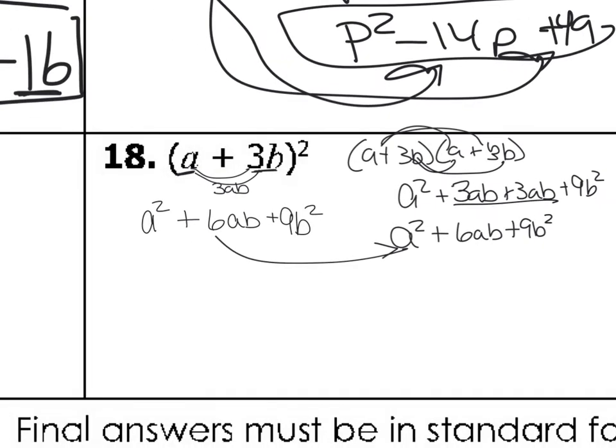So if you're ever squaring a binomial, the first term squared is going to be the first term. The last term squared is going to be the last term, and then you multiply these and double it. Okay? Multiply those and double it.